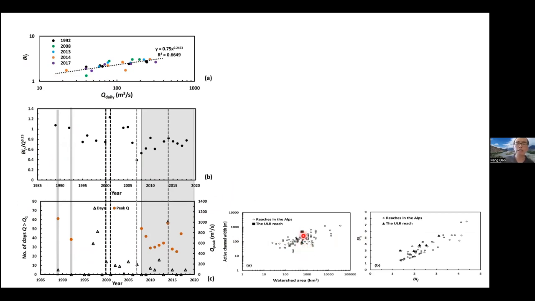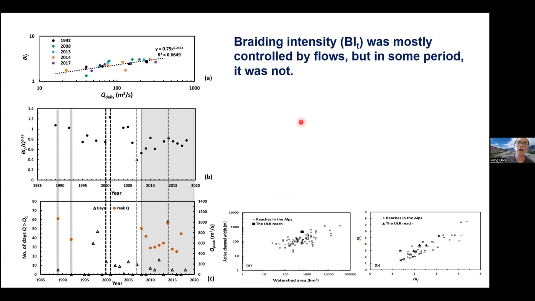You can see in general, both width and the braiding intensity are high in our study area. So we concluded first that braiding intensity was mostly controlled by flows, but in some periods it was not.